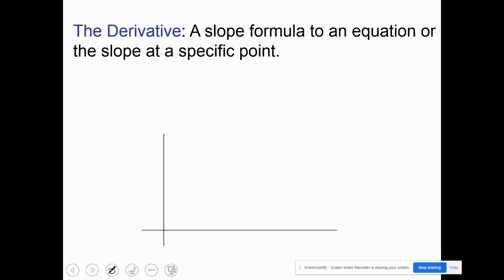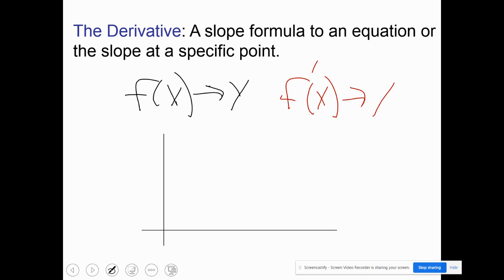I'm going to go ahead and give you the notation also. So for functions, we either write f of x or we write y. They're the same thing. For the derivative, we write it as f prime of x or y prime. Now, Sir Isaac Newton used the prime, so it's not a 1, it's a prime. Leibniz used dy over dx.